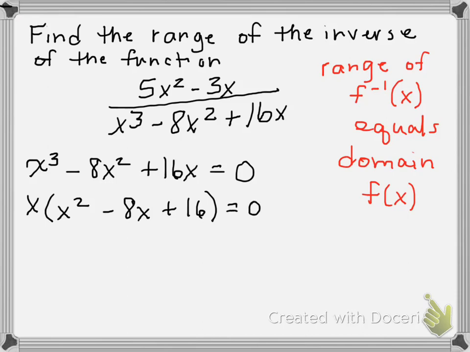Next, we're going to factor this trinomial, x squared minus 8x plus 16. What factors of positive 16 add up to equal negative 8? And that would be a negative 4 times a negative 4. So we have x times x minus 4 times x minus 4 equals 0.